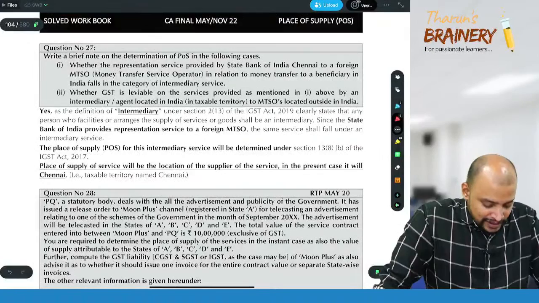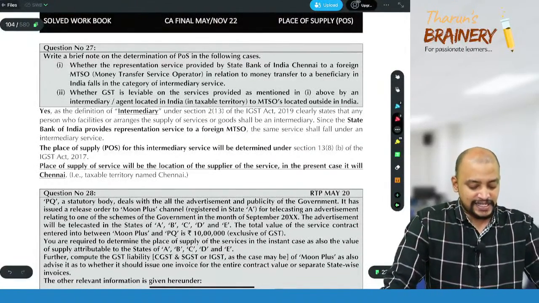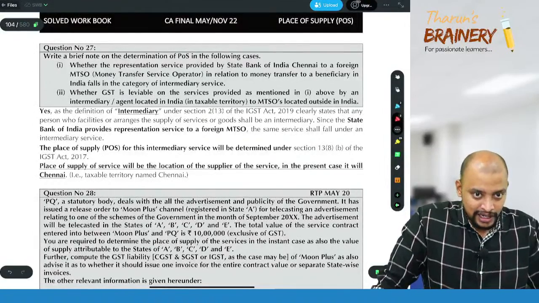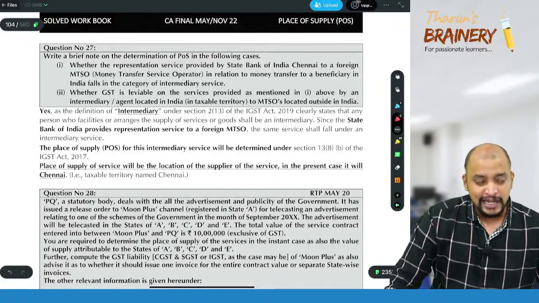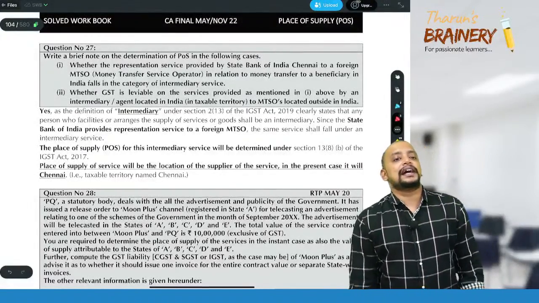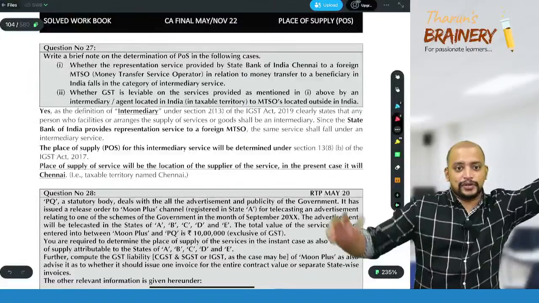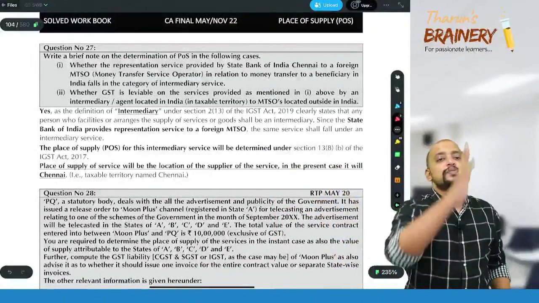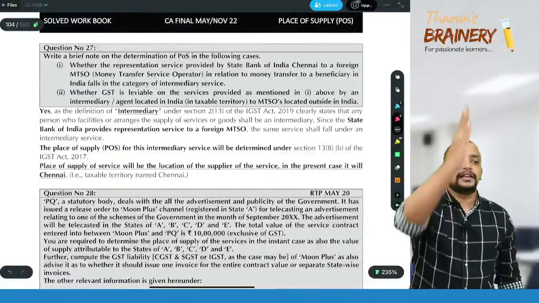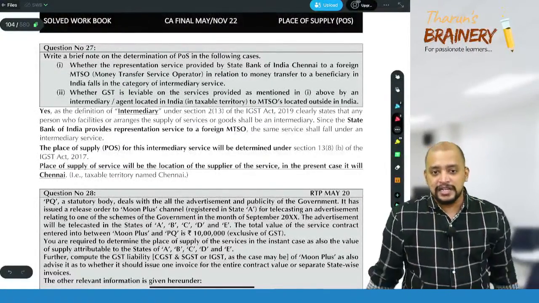No, wait. So they are acting as a money transfer service operator. Okay. So by acting as a money transfer service operator, are they facilitating or arranging a transaction? Yes. So outside India to India, someone is sending money. So these people will act as a remitter. Okay. So agent. So they will be coming under intermediary.